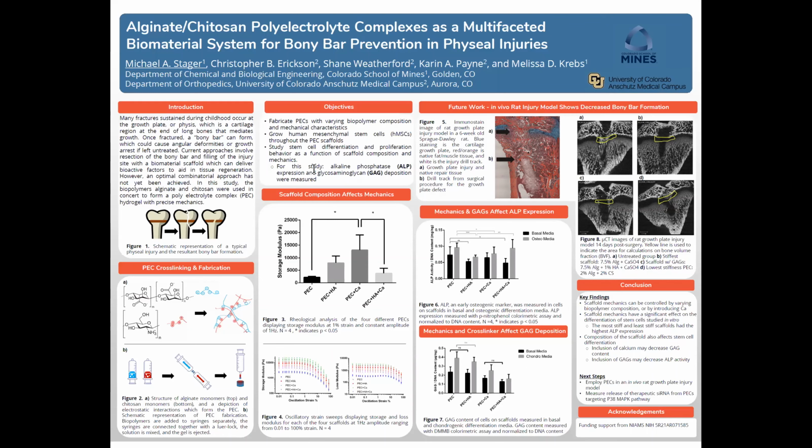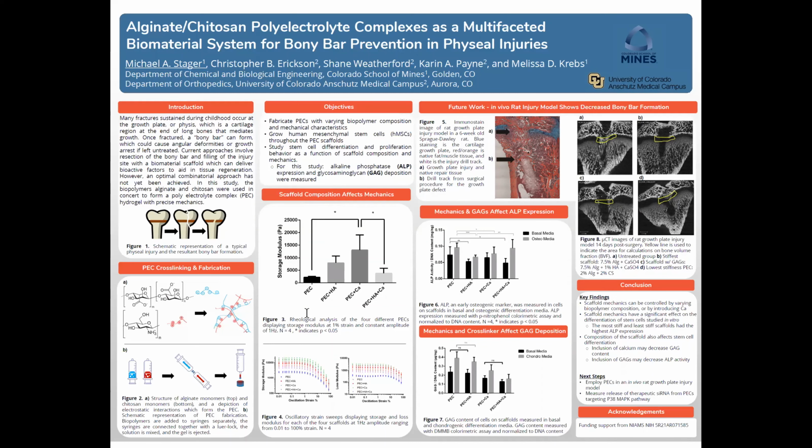The main objectives of this study were to fabricate these PECs with varying biopolymer composition and mechanical characteristics. Then we wanted to grow human mesenchymal stem cells throughout the PEC scaffolds and study the stem cell differentiation and proliferation as a function of the scaffold composition and mechanics.